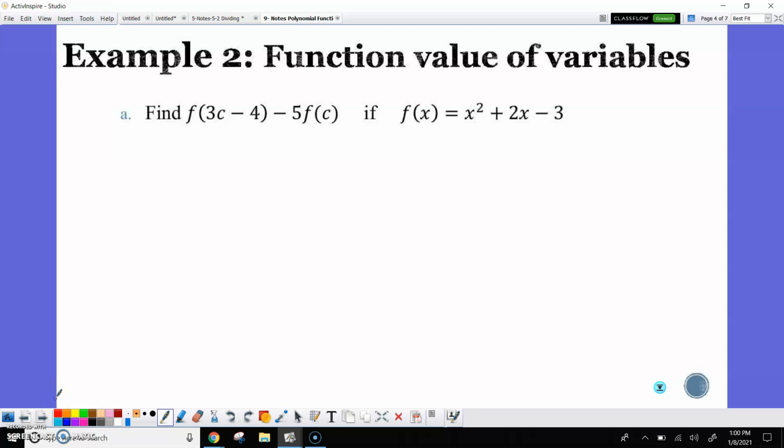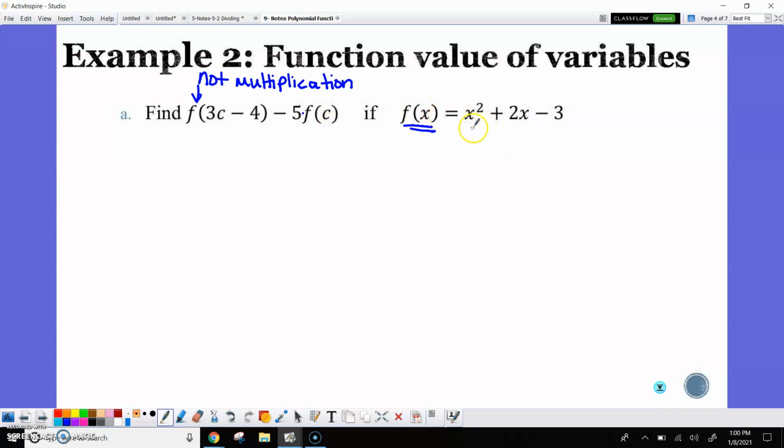Next is function values of variables. So to find f of, this is not multiplication. What we're finding is f of something, just like we have f of x here. This is not f times x, it's f of x to show that it is a function. We're trying to find, instead of f of x, f of 3c minus 4 minus 5, now this is multiplication, 5 times f of c.